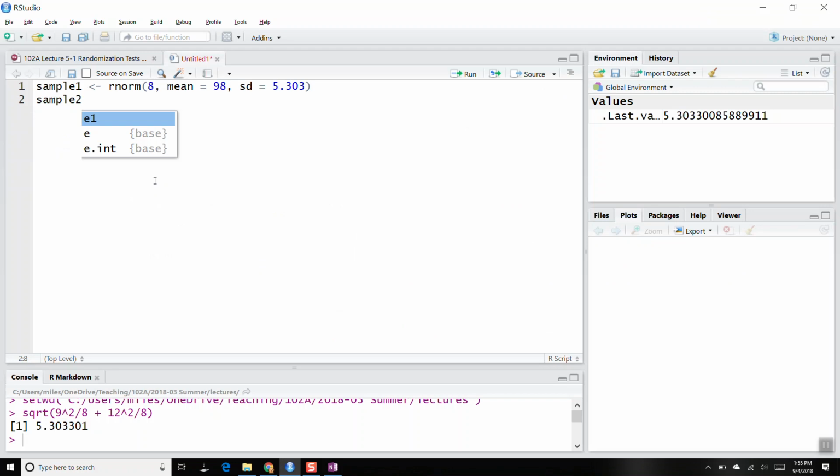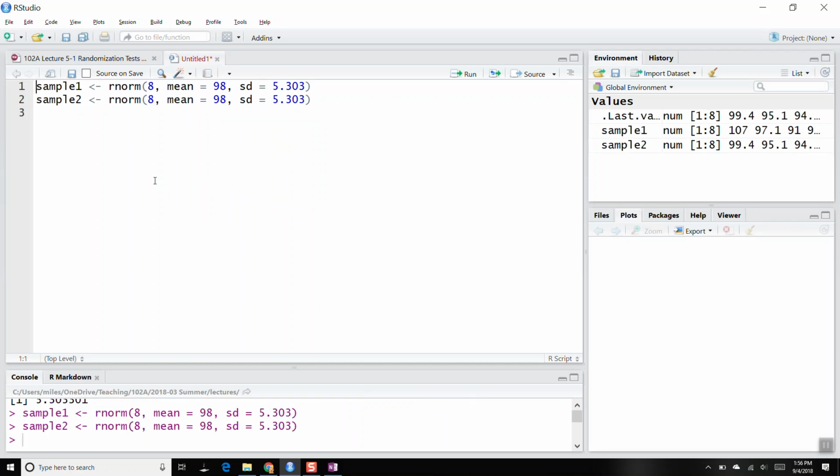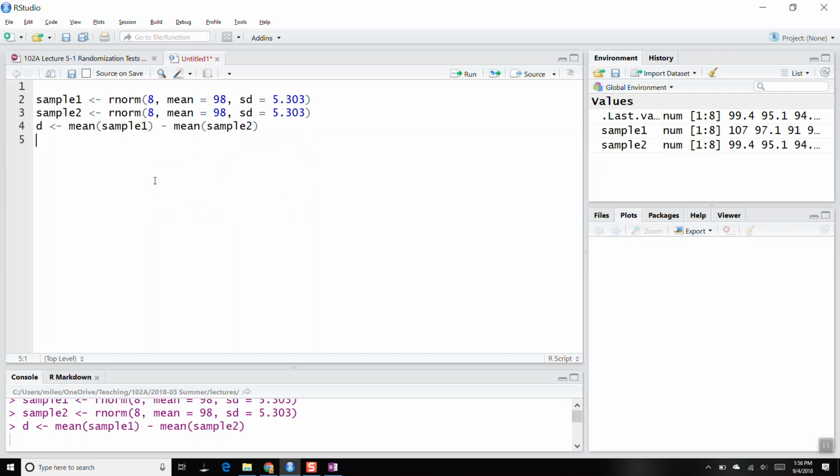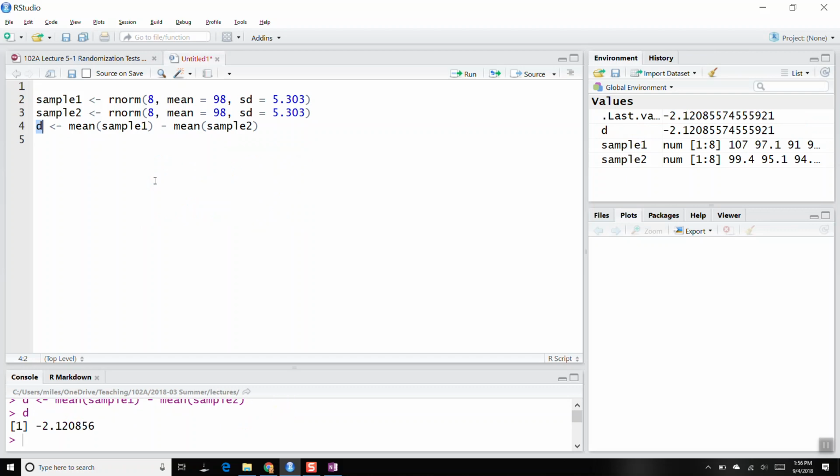Sample 2, our norm, we're going to take 8 values. A mean equal to 98. Standard deviation equal to 5.303. Now we're going to take the mean of sample 1 and subtract off the mean of sample 2. We'll store this as our d. Okay, and here we get a value of -2.